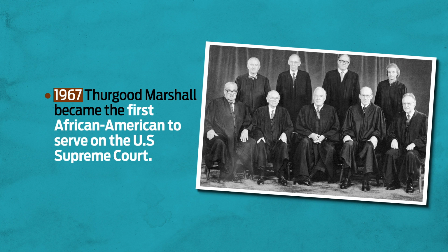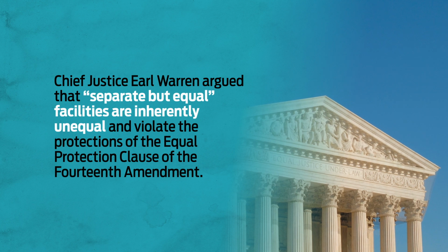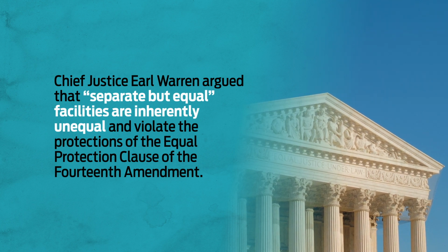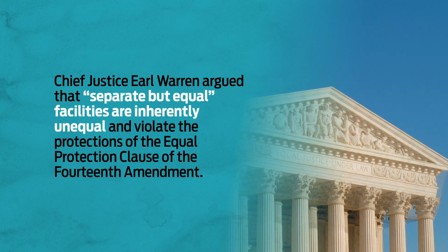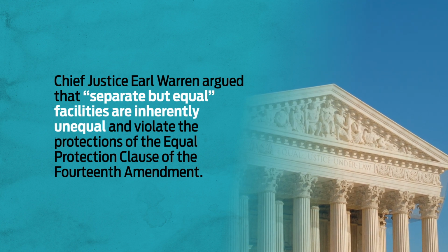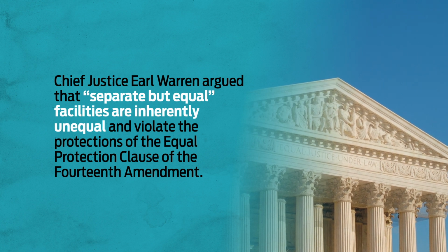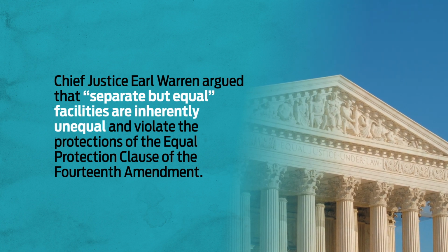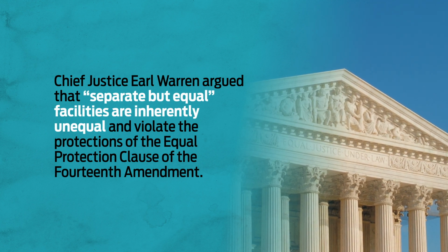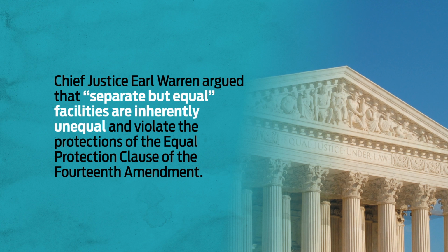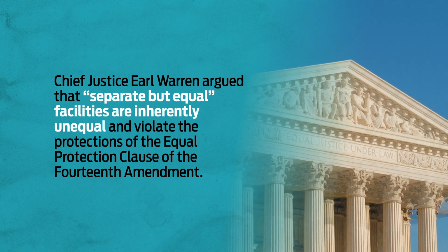Writing for the court, Chief Justice Earl Warren argued that separate but equal facilities are inherently unequal and violate the protections of the Equal Protection Clause of the 14th Amendment. The court reasoned that the segregation of public education based on race instilled a sense of inferiority that had a hugely detrimental effect on the education and personal growth of African American children.